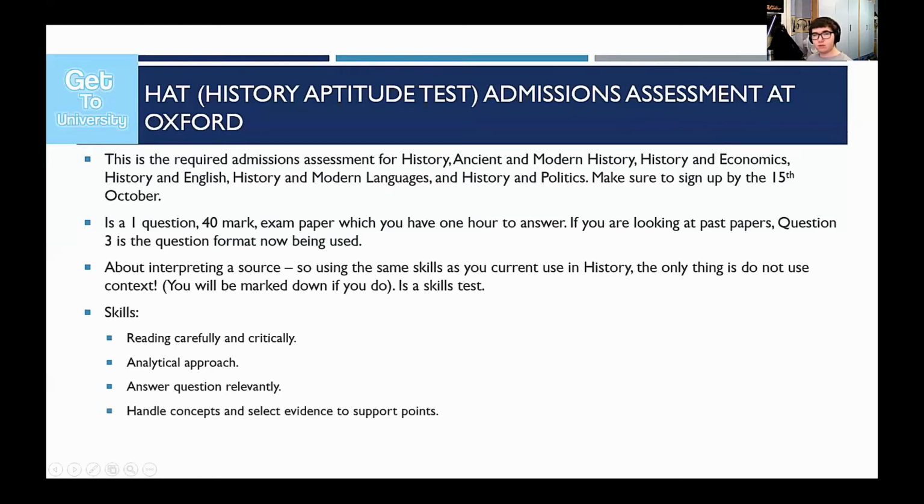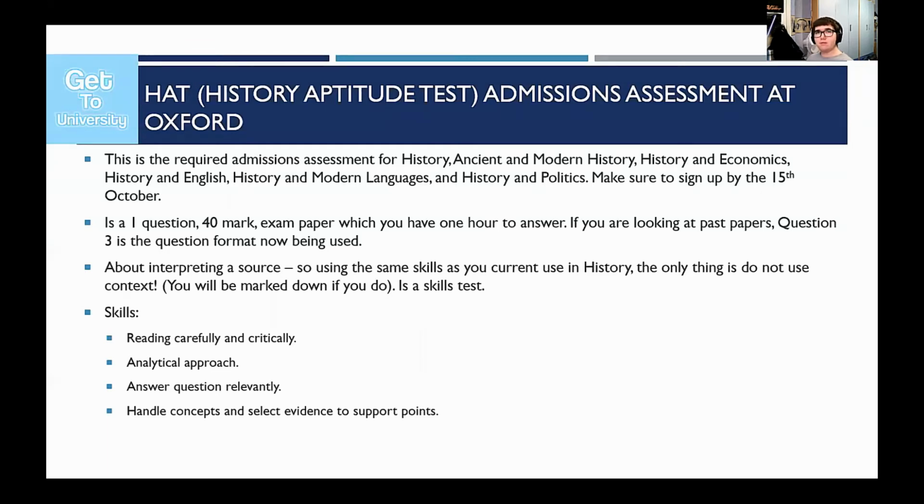Handling concepts. So when I say concepts, it usually means things like race, sexuality, gender, those sort of big, wide topics is usually what the questions are aimed at, or class, for example, as well. They're the sort of things that they quite like to look at. And selecting evidence to support points as you would in a normal essay. So, you may have, usually the extracts are like 2 to 4 pages long or so.